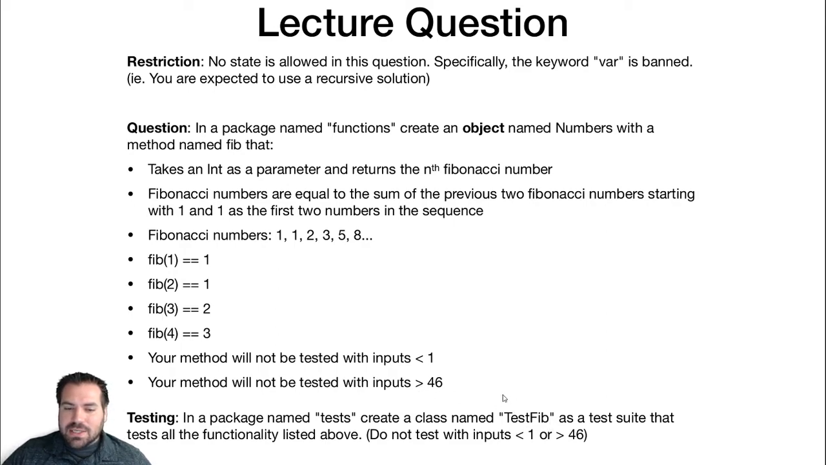And I added a ceiling. Since you're writing tests, before I just wasn't testing on inputs greater than 46. But now that you're writing testing, I've got to make that explicit as well. Don't test with any inputs greater than 46 or less than 1.